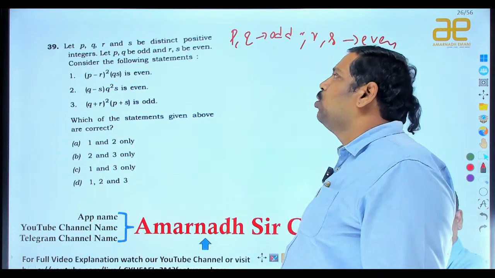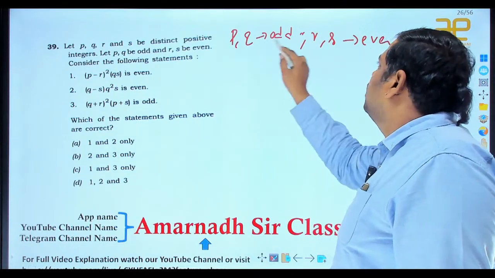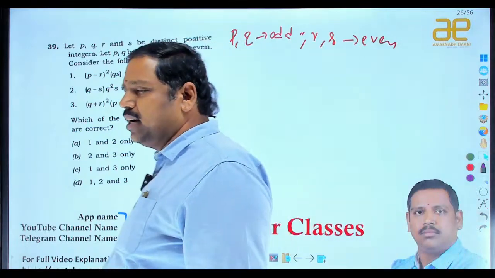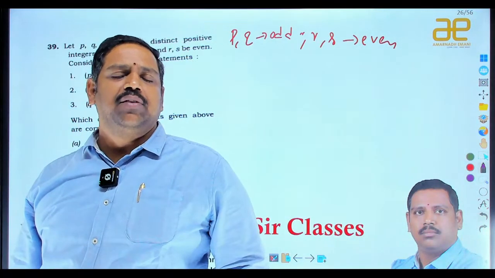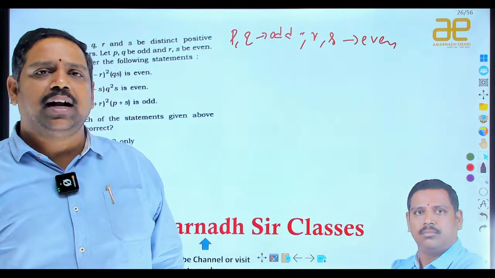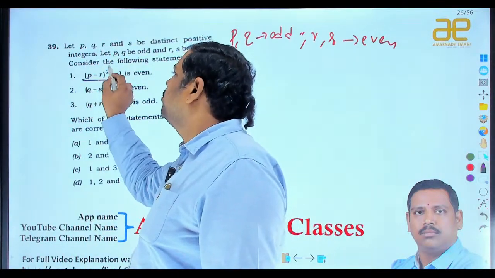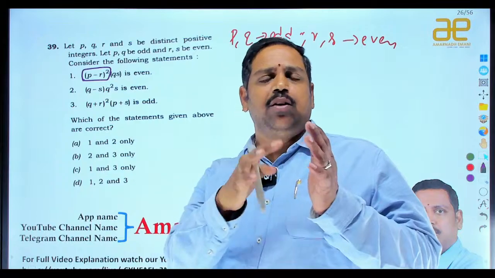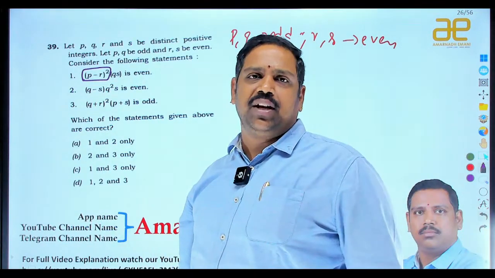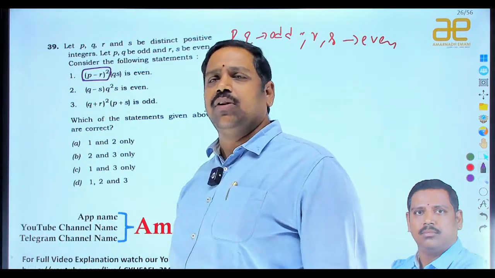P minus R whole square. P minus R: this is odd, this is even. Odd and even, the difference is always an odd number. Let's take an example, 6 and 5. The difference is 1, odd number. 8 and 3, the difference is 5, odd number. Right or wrong? So P minus R is an odd number. Its square will also be an odd number. Square means odd number into odd number, another odd number, because 3 into 5 is 15, and 3 into 3 is 9, odd number. Right or wrong? So this is odd.